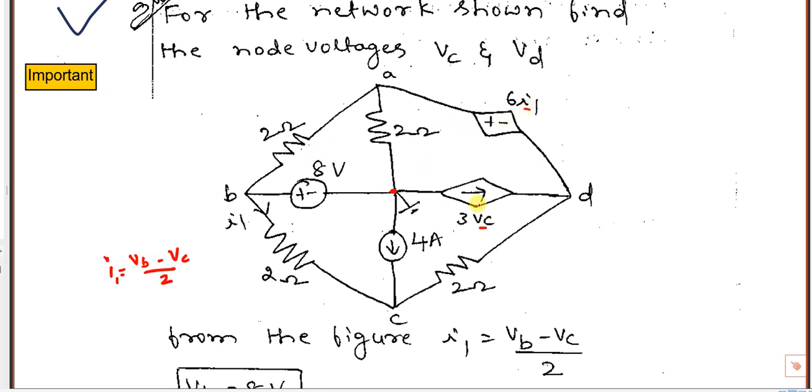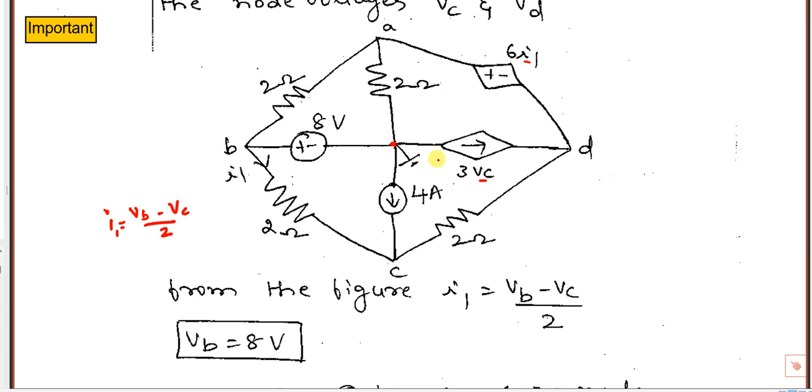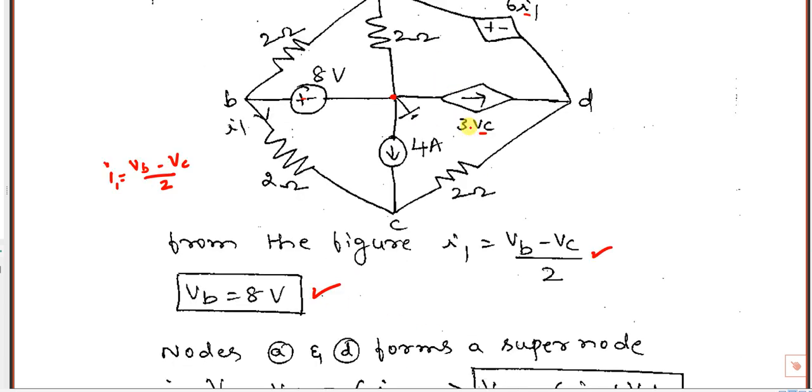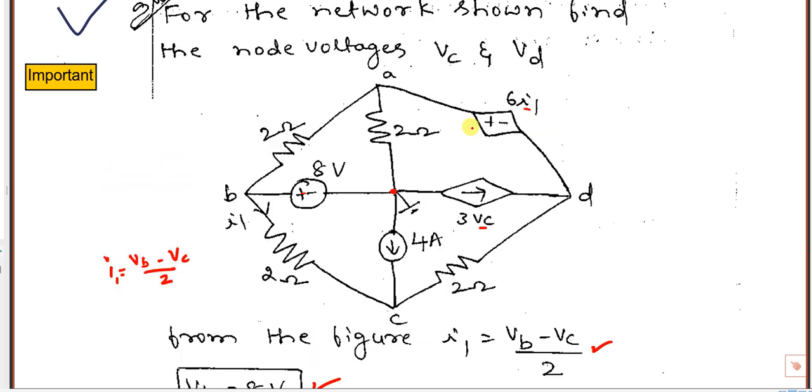Next, from the figure, one voltage we can directly tell with respect to ground. If you keep the multimeter positive here and negative here, it will show VB as 8 volts, because this side is at plus potential and this is negative. So VB is one nodal voltage that is already known. The remaining three we have to write.